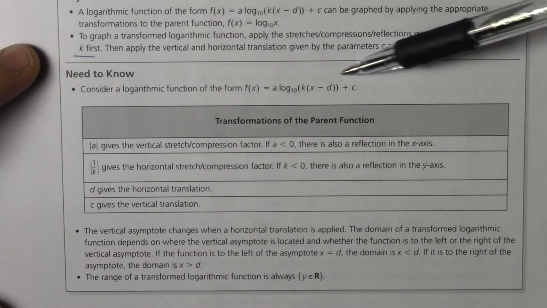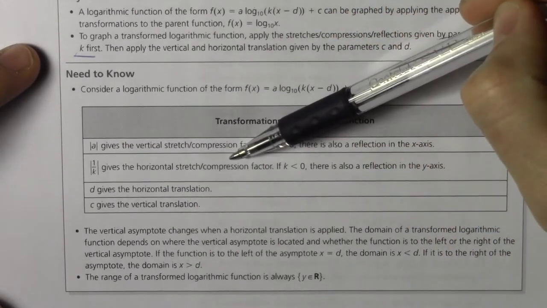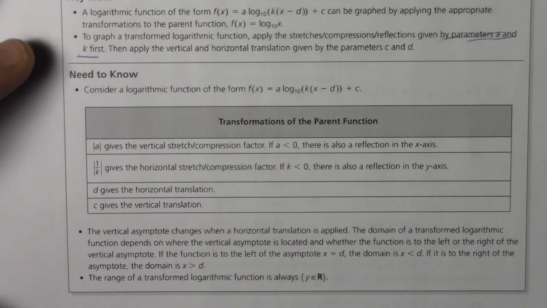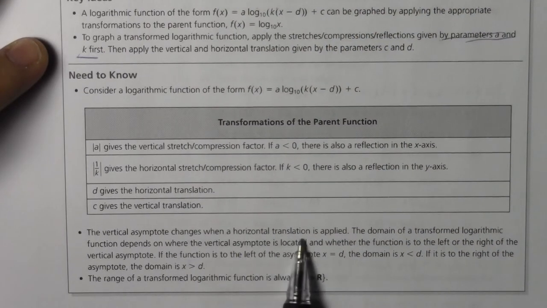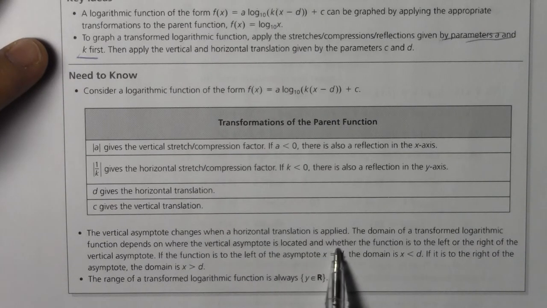Consider a logarithmic function of this form. A gives vertical stretch or compression, 1 over k gives horizontal stretch or compression, d gives horizontal, and c gives vertical translation. The vertical asymptote changes when a horizontal translation is applied. The domain of a transformed logarithmic function depends on where the vertical asymptote is located and whether the function is to the left or right of the vertical asymptote.